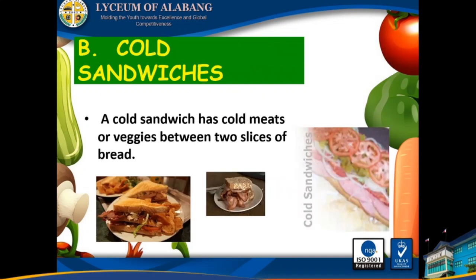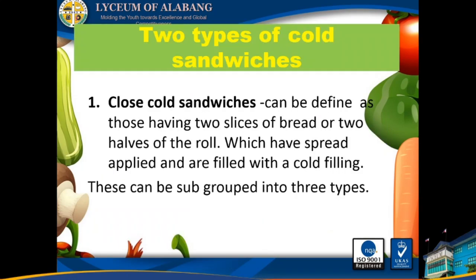Next is cold sandwiches. When you say cold sandwiches, it has cold meats or veggies between two slices of bread. In other words, it includes standard deli-style versions made from sliced meats or mayonnaise-dressed salads. These are the examples of the types of cold sandwiches. We have two types of cold sandwiches.